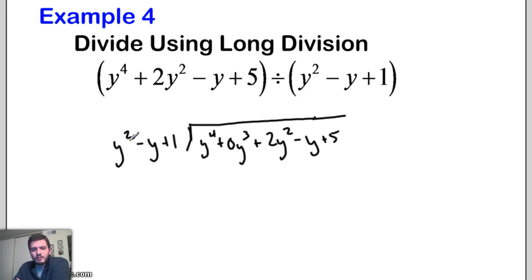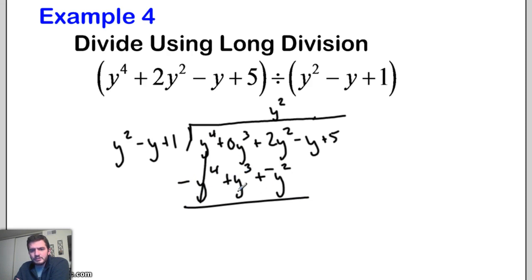So again, first step, what do you need to multiply y squared by to get y to the 4th? Well, that's going to be y squared. So y squared times y squared is y to the 4th. Y squared times negative y is negative y cubed, and y squared times 1 is just y squared, so plus y squared. And we're going to subtract, so change all your signs here. This one cancels, this is going to be 1y cubed, and then plus y squared. And I'll bring down all my stuff here.